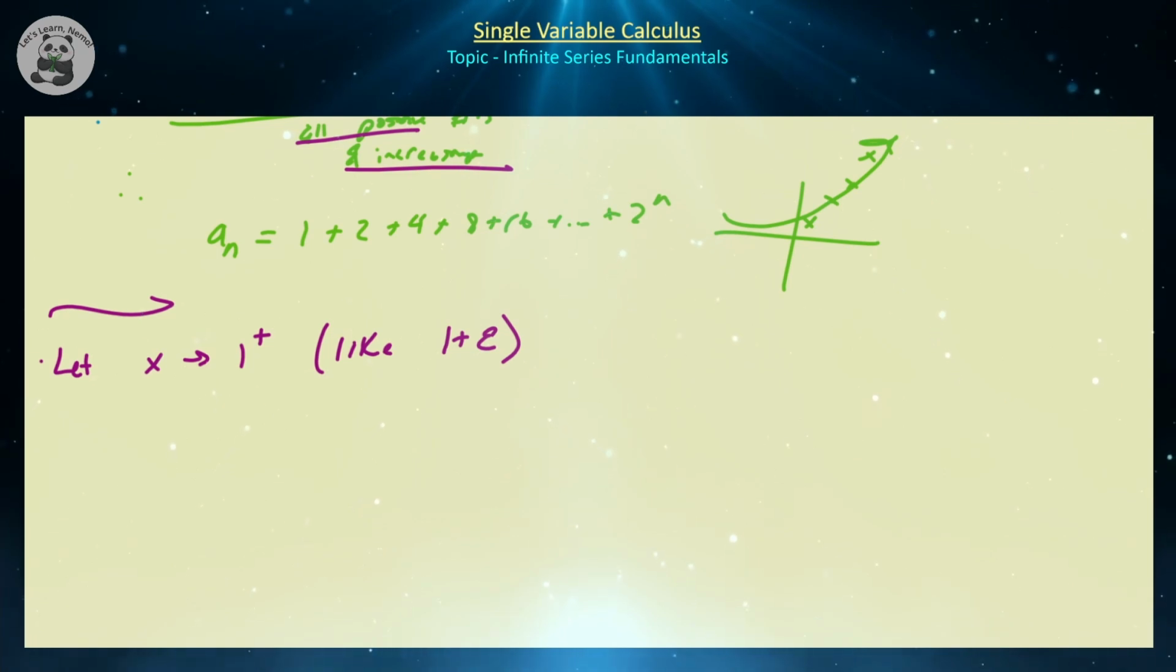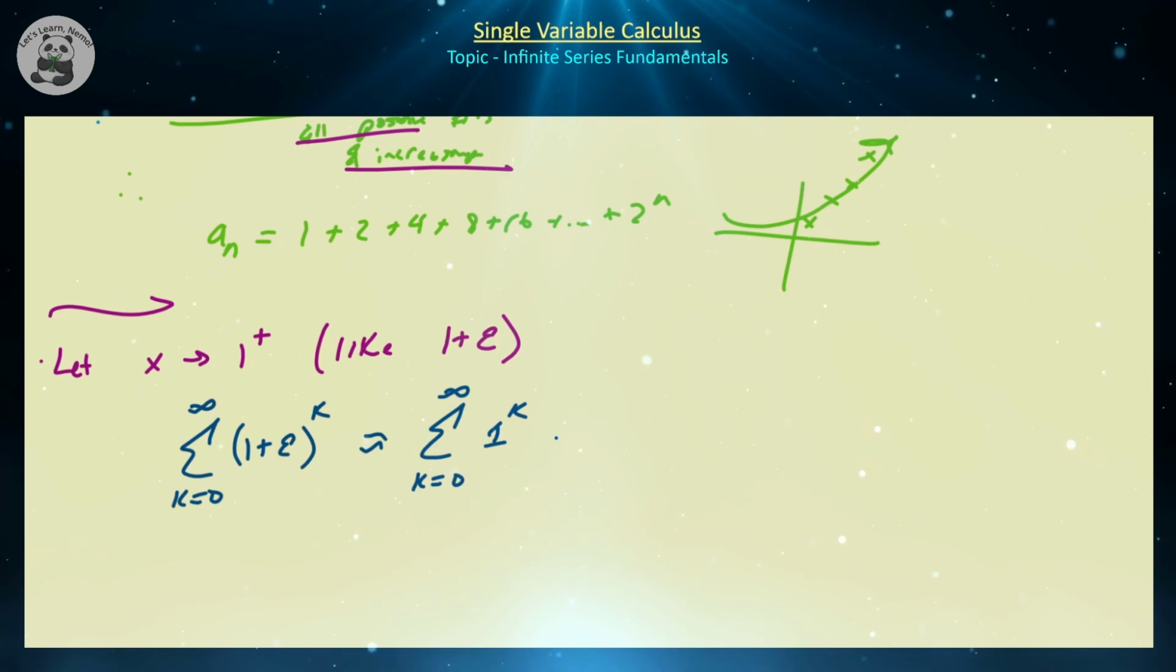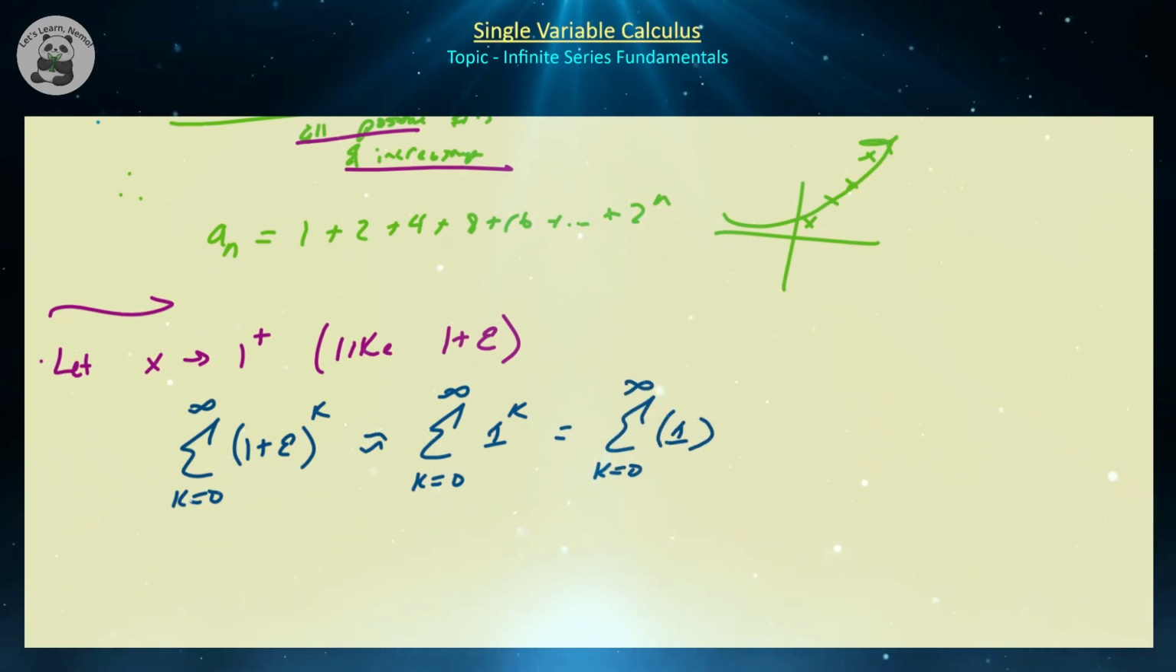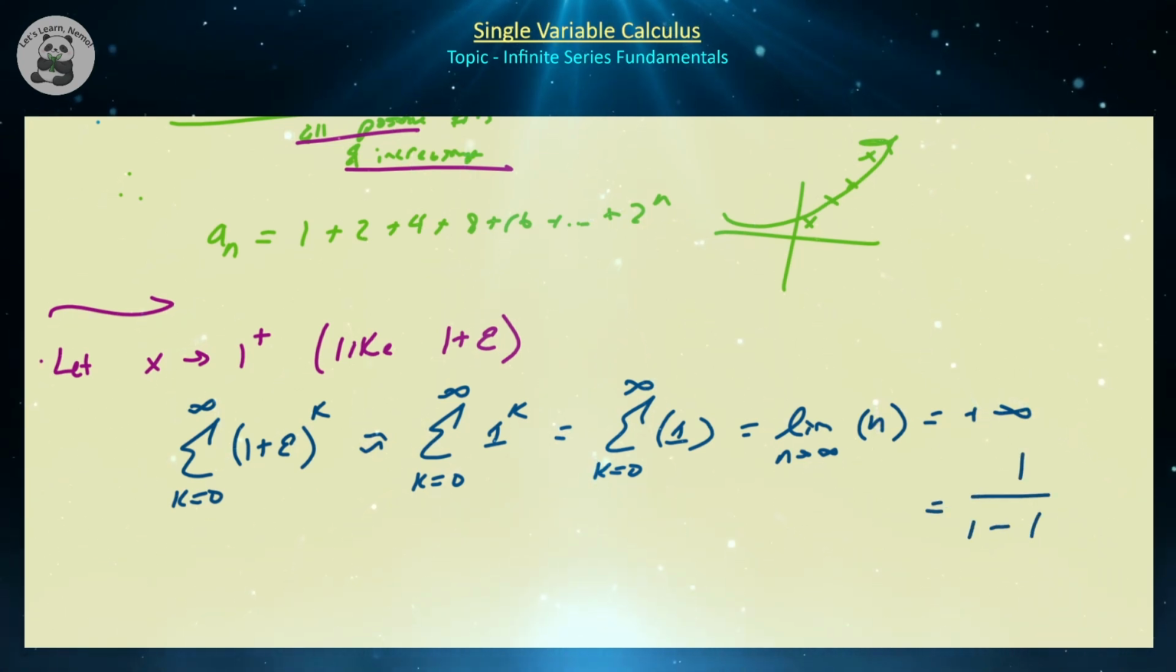So when x is really close to 1 from the right-hand side, the sum from k equals 0 to infinity of (1 plus epsilon) to the power of k is practically equal to, at least in the real part sense, approximately equal to the sum from k equals 0 to infinity of 1 to the power of k, which is just the sum from k equals 0 to infinity of 1, right? Which, at least the partial sum, is going to be the sum from n equals 1 to n of 1, because 1 plus 1 plus 1 plus 1 n times is just equal to n, and we know that that's equal to positive infinity.